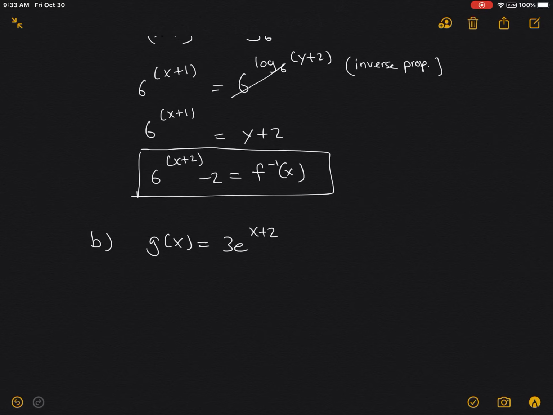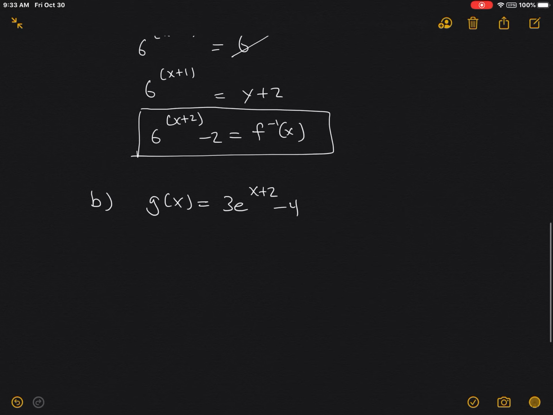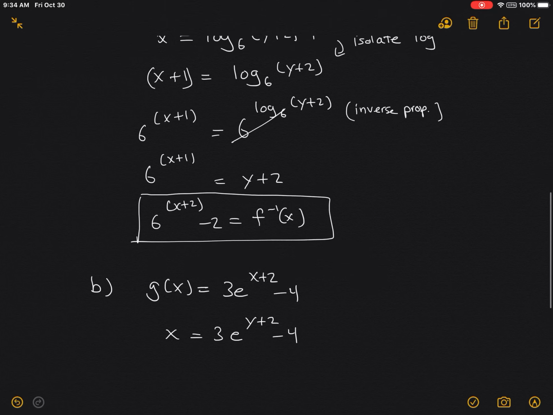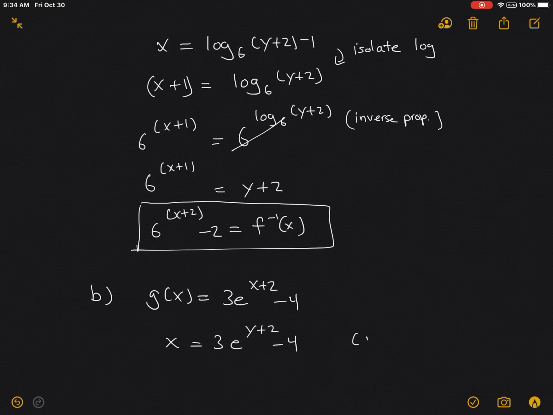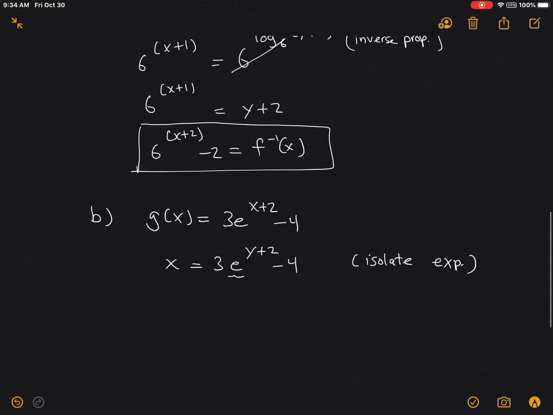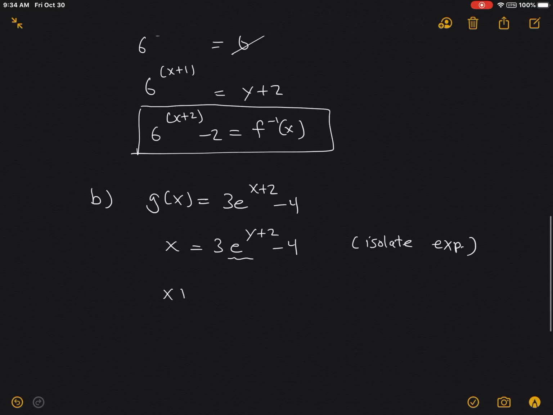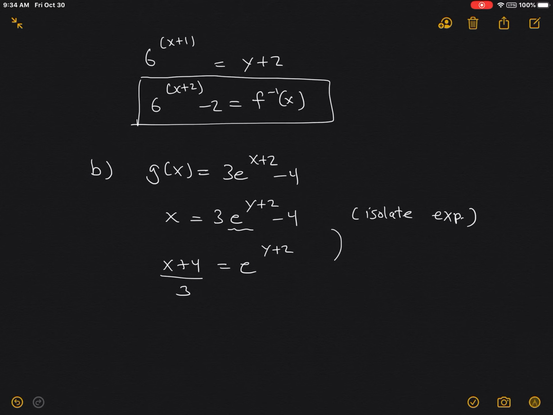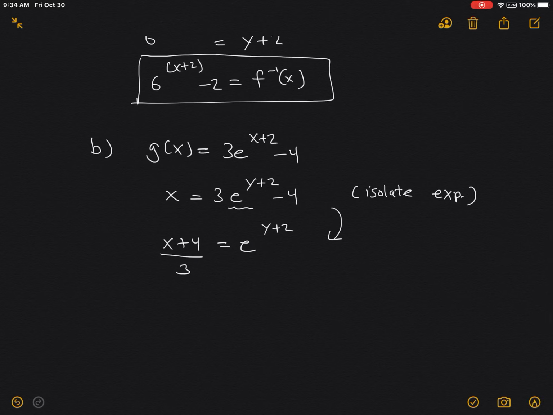Maybe we'll call it g of x is equal to 3e to the x plus 2 minus 4. Okay, so the first step, of course, is to switch the variable. So x becomes y, or y becomes x. And over here, my x becomes y. Well, just like the previous example, I needed to isolate the log. Over here, I need to isolate the exponential. In other words, get your e right here by itself. So first things first, add 4. And of course, you divide by 3. And I have gotten my exponential by itself.